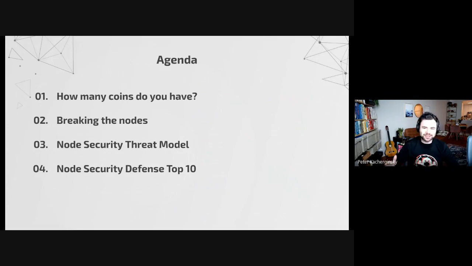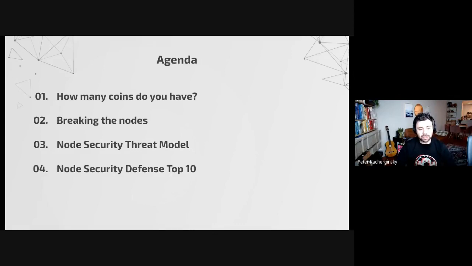So just to give you an idea of what we're going to talk about. I'm not going to drop any 0-days today. My goal here is to educate, to share knowledge, and to also learn from you, discussing how we can secure node infrastructure. We'll start with a simple exercise: what is the state of truth that tells us how many coins we actually have? We'll go through a variety of examples of how nodes break, and we'll discuss a few of the ways that they could break in the future.